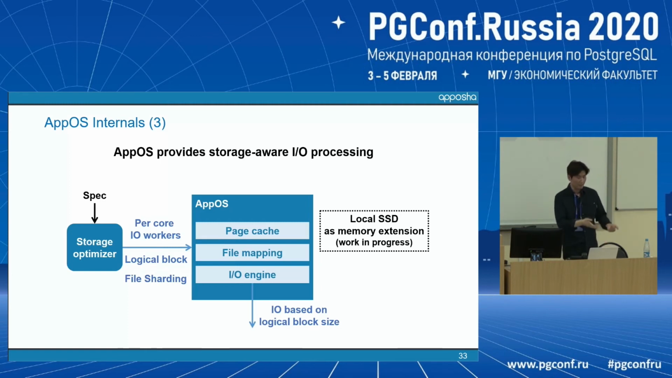So based on this configuration, the I/O engine will issue the I/O based on the logical block size. For example, on AWS, if you provision 1,000 IOPS, the logical block size will be 256 kilobytes, okay?